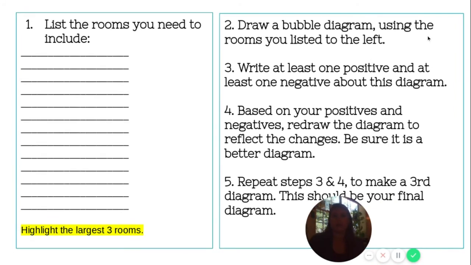So if you draw your bubble diagram, you'll use these rooms. You're going to write a negative and a positive about each one in the margins. And then based on those positives and negatives, you'll redraw it to reflect those changes. So be sure it's a better one each time.